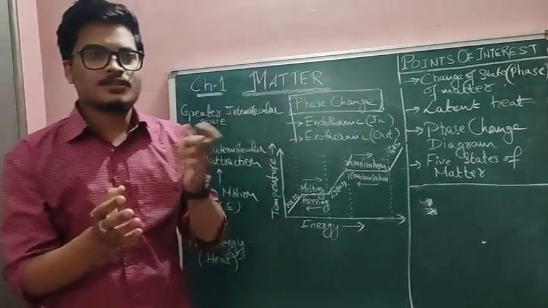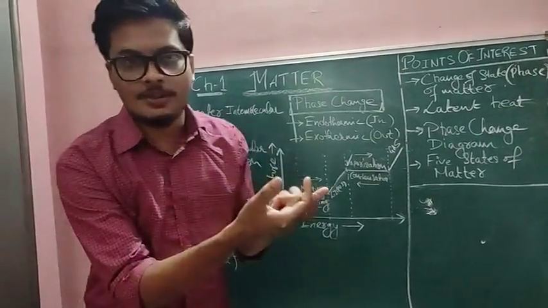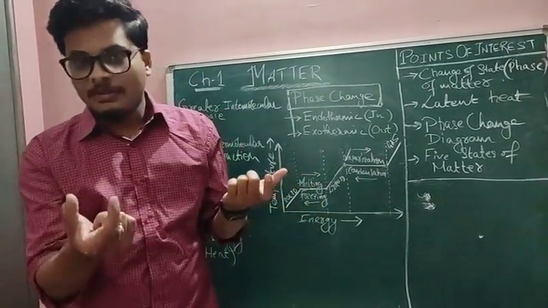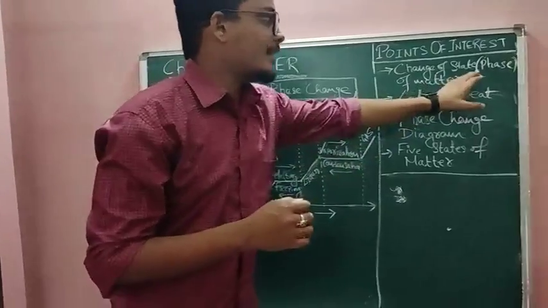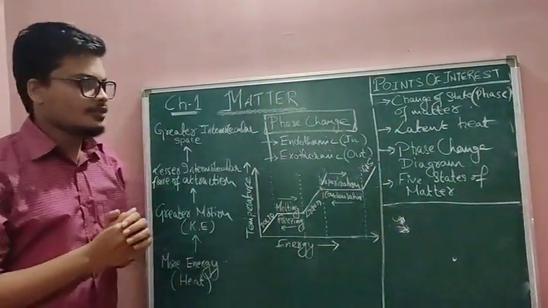Clear? Let's take solid as a phase. We call it solid phase. Liquid is a phase. Gas is a phase. Clear? So change of state. State means phase. Got it?